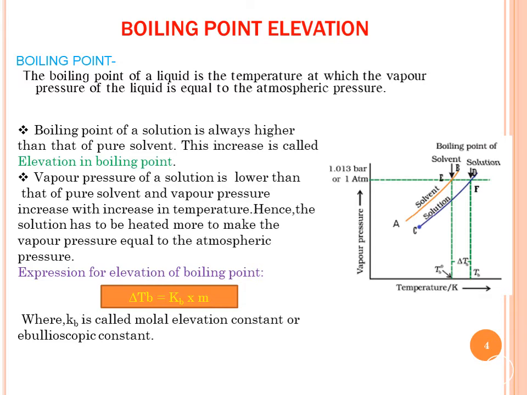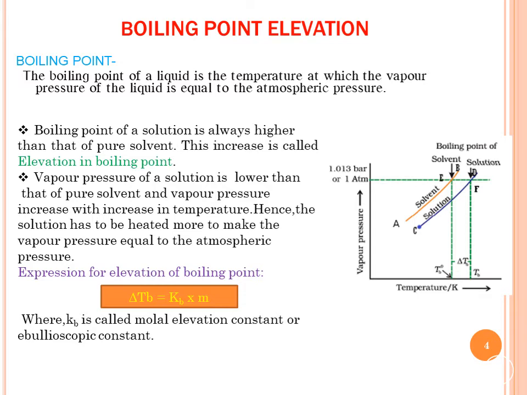Now the difference between TB and TB naught is equal to delta TB, which is called the elevation of boiling point. I think it is now clear to you. So for a solution, the boiling point is higher than that of the pure solvent. Now we can see the expression for the elevation of boiling point, which is given here: delta TB is equal to Kb into m.